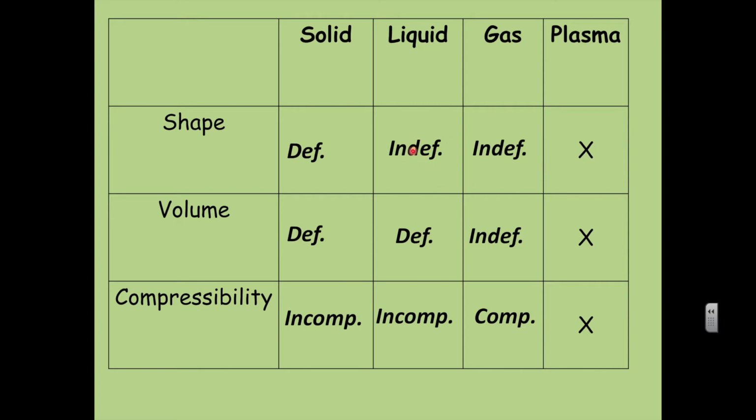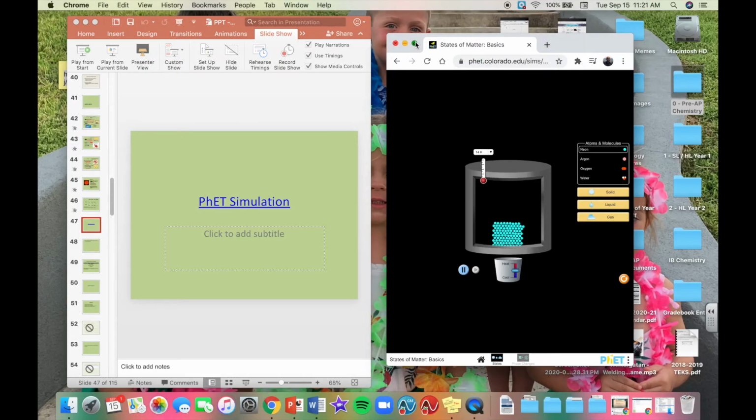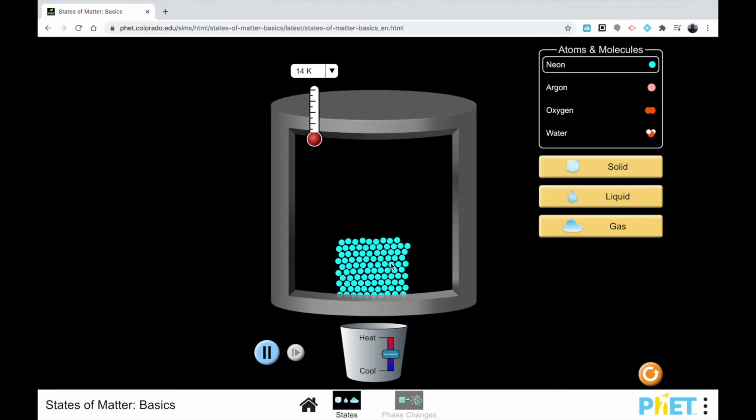So you'd be able to make a Venn diagram out of that, and that's normally an activity that I do with solids, liquids, and gases. Now there's a quick simulation which I'll pull up. See if I can pull up here. This simulation will show the states of matter.